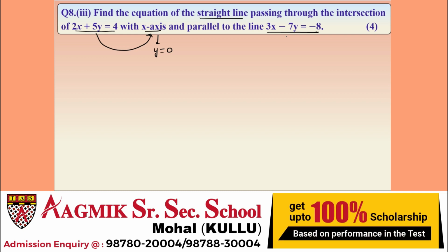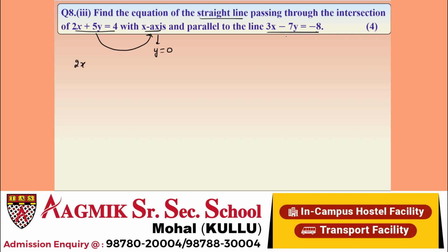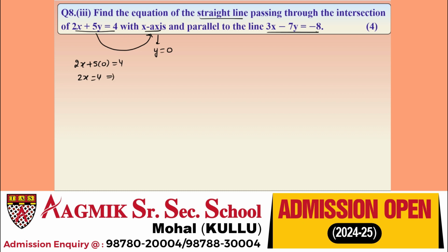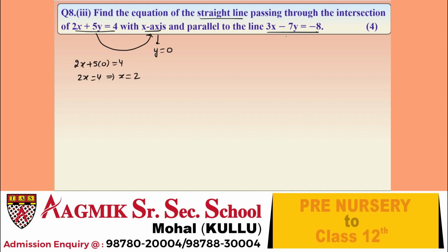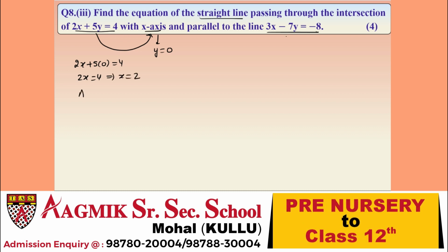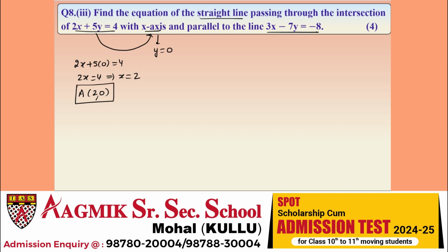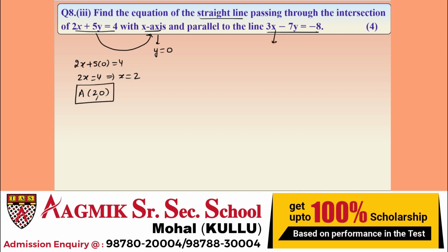तो y इक्वल टू 0 पुट कर दो फर्स्ट इक्वेशन में, we get 2x plus 5 times 0 is 4, that means 2x is equal to 4, तो इसका मतलब x आ गया 2। तो जहां पे ये लाइन x एक्सिस को इंटरसेक्ट कर रही है, a पॉइंट के कोऑर्डिनेट्स आ गए 2, 0। So we want equation of straight line passing through this point.